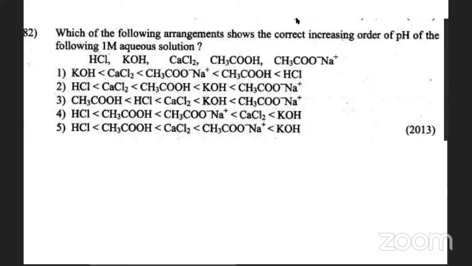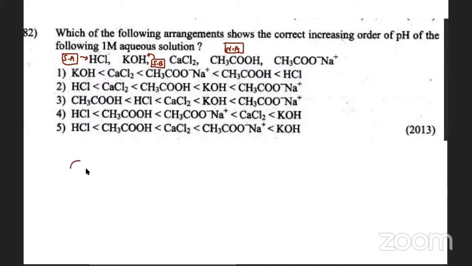Now how do we decide this? We know HCl is a strong acid. KOH is a strong base. From all we have learned in inorganic, it's a strong base. And this one is a weak acid. And this one, how do we decide its acidity or basicity?